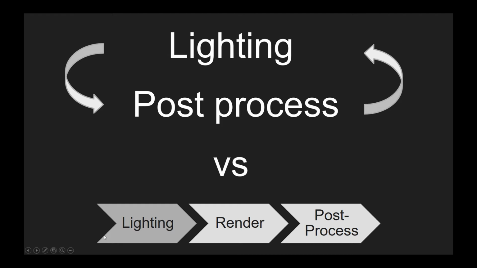Whereas lighting is in the traditional offline rendering workflow, the lighting happens in 3ds Max, rendered in V-Ray, and the post-process is done in Photoshop or After Effects. So we don't really want to go back to modify lighting after we've rendered and done the post-process in another package.